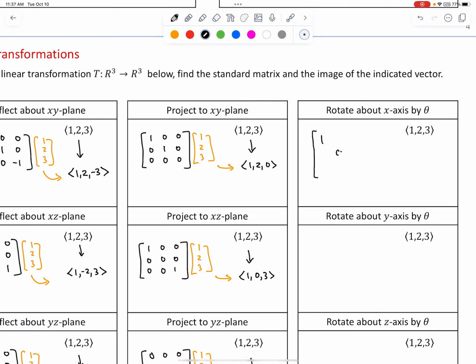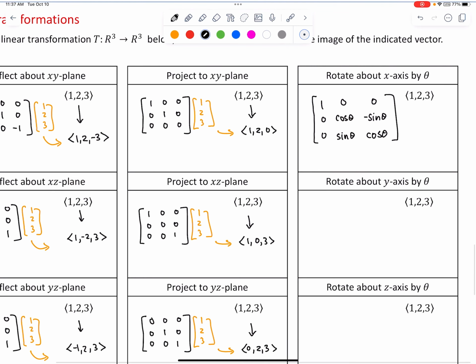So we're going to put cosine of theta, sine theta, negative sine theta, and cosine theta. And the other entries are going to be all zeros. Multiplying a vector by this matrix will have the effect of doing a rotation about the x-axis. Now let's say you want to rotate about the y-axis.